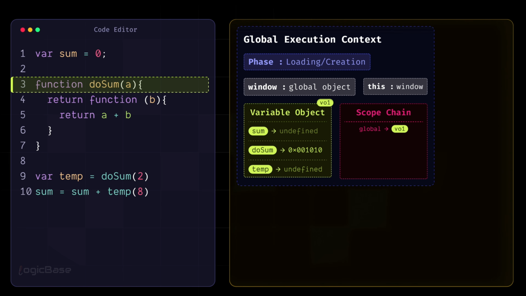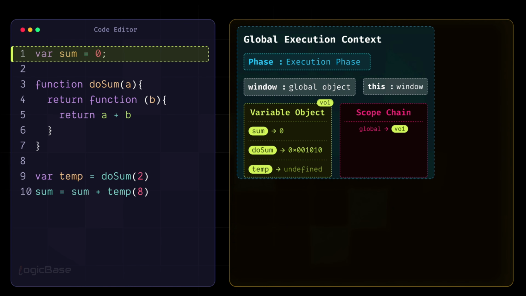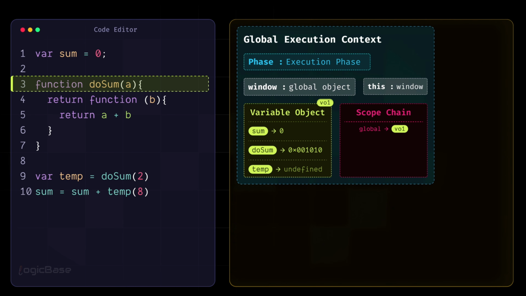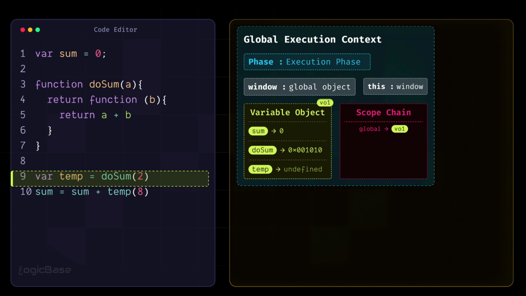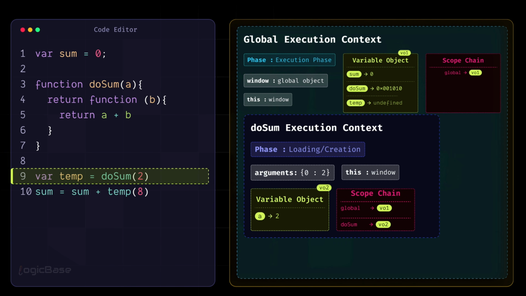Once the creation phase is complete, the execution phase begins. In the execution phase, the first line sets sum equal to 0. Next, the program skips over the doSum function since it's only a definition. Then it moves to the line var temp = doSum(2). Here the function is being called, so a brand new function execution context is created for doSum.